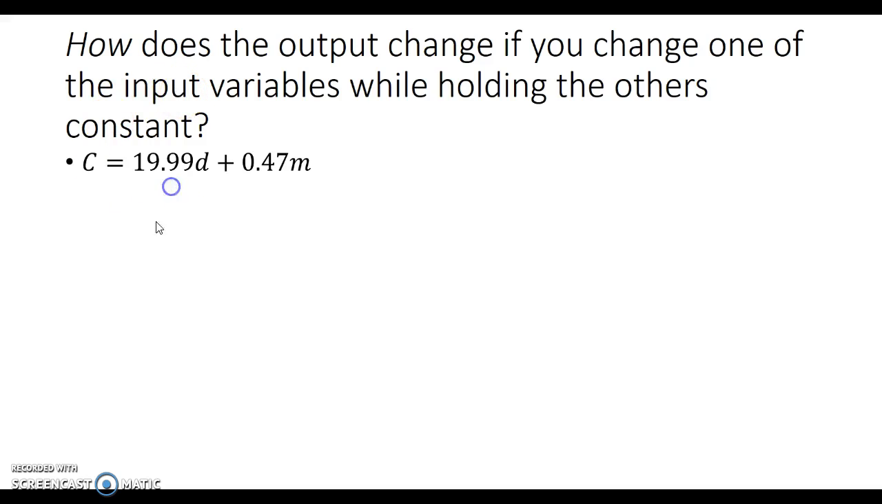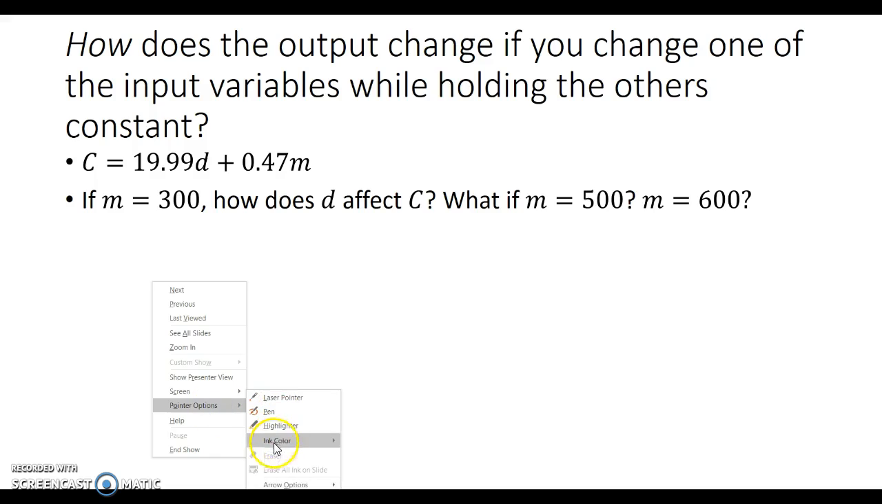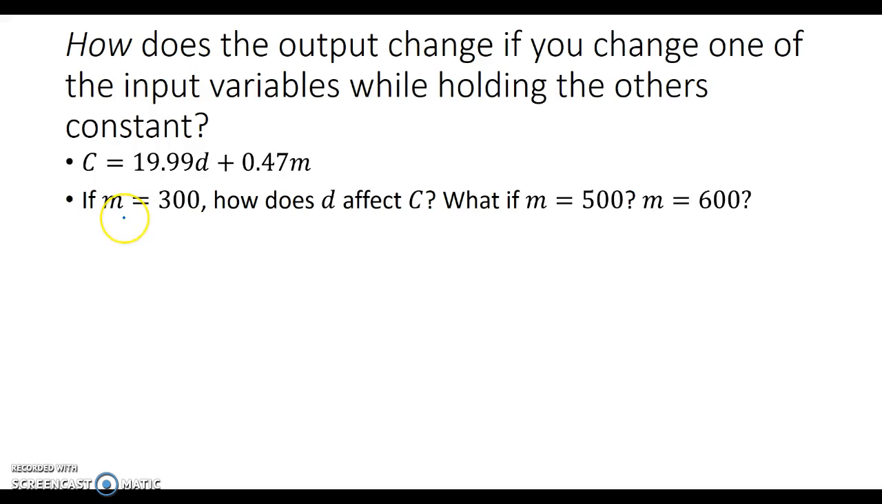So our question now becomes, how does the output change if you change one of the input variables while holding the other constant? Our obvious example is the situation in which we have the cost of renting a truck as a function of the number of days, D, that you rent it for, and the number of miles that you drive on it times 0.47. So let's ask a couple of questions to do a function reduction here and think about what's going to happen when some of these things are held constant.